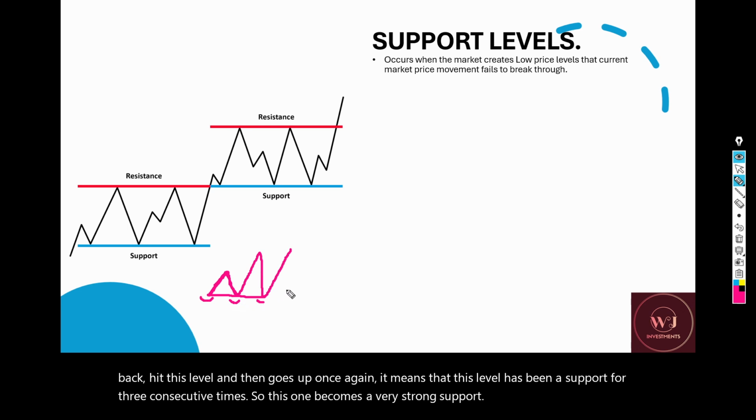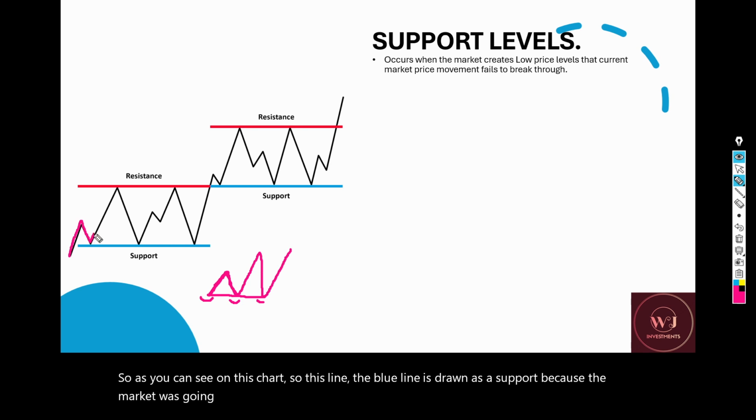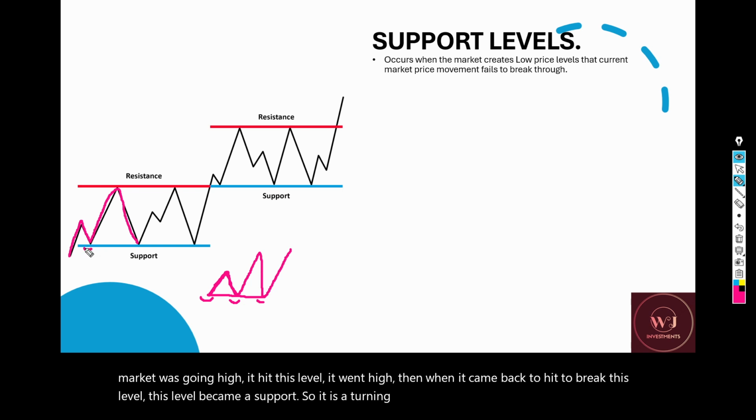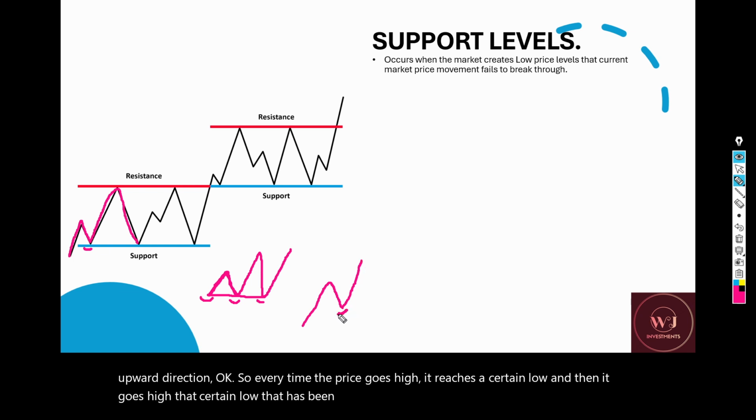As you can see on this chart, this blue line is drawn as a support because the market was going high, it hit this level, it went high, then when it came back, it failed to break this level, so the level became a support. So it is a turning point which the market uses to go in an upward direction. Every time the price goes high, reaches a certain low, and then goes high, that certain low that has been reached is what we call the support level.